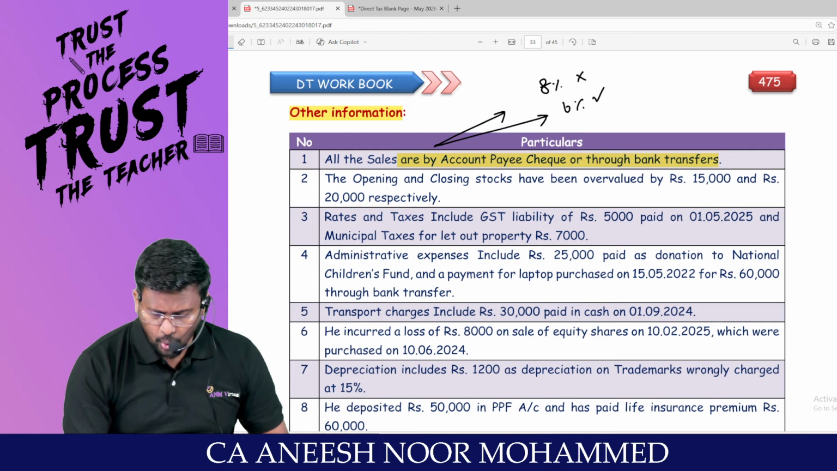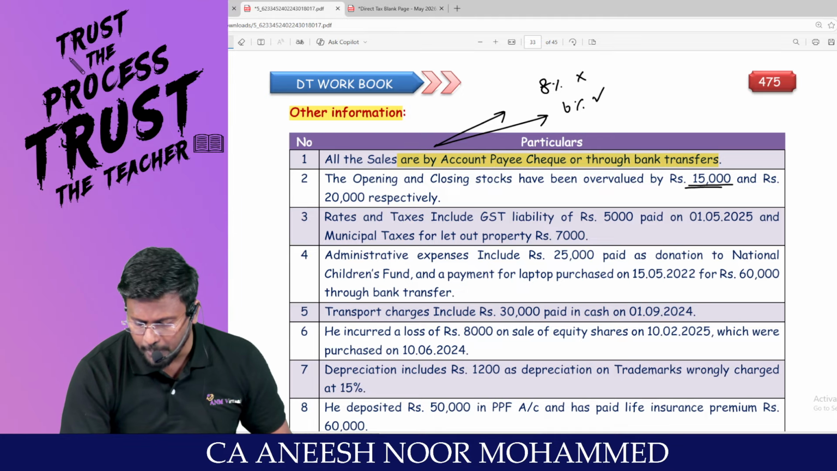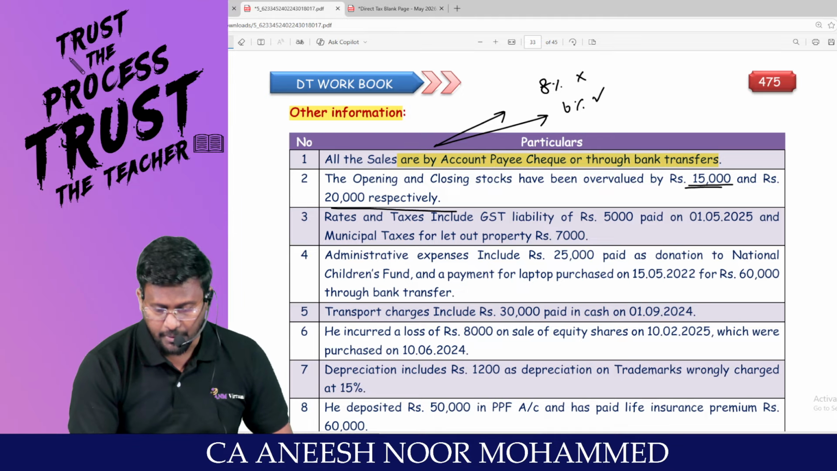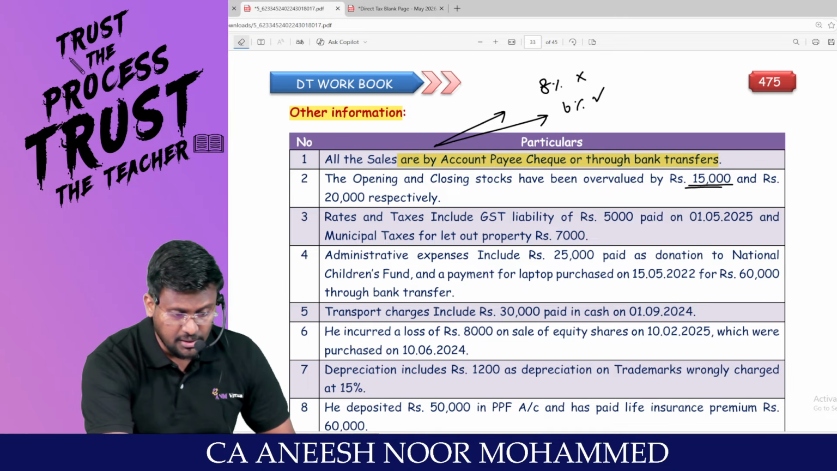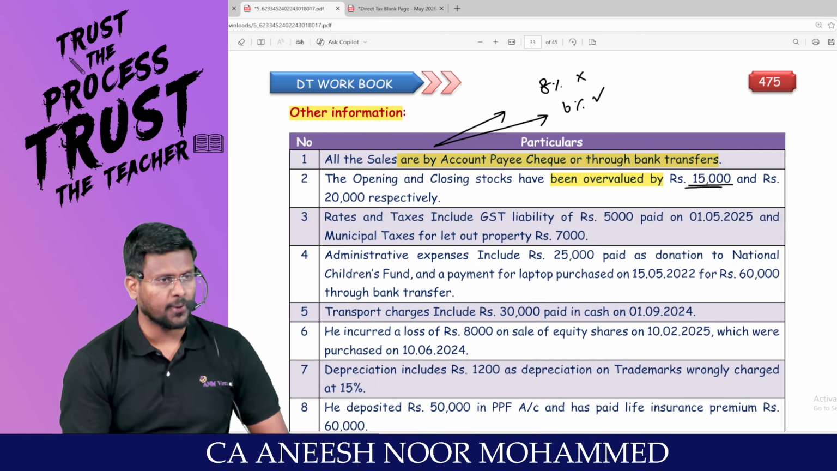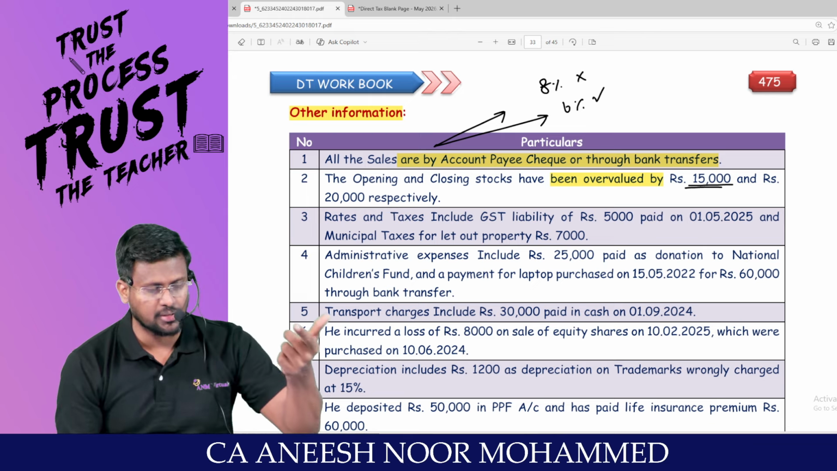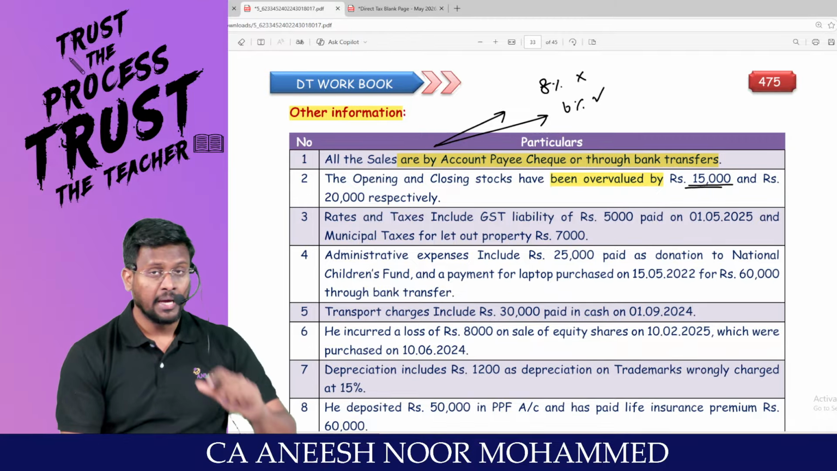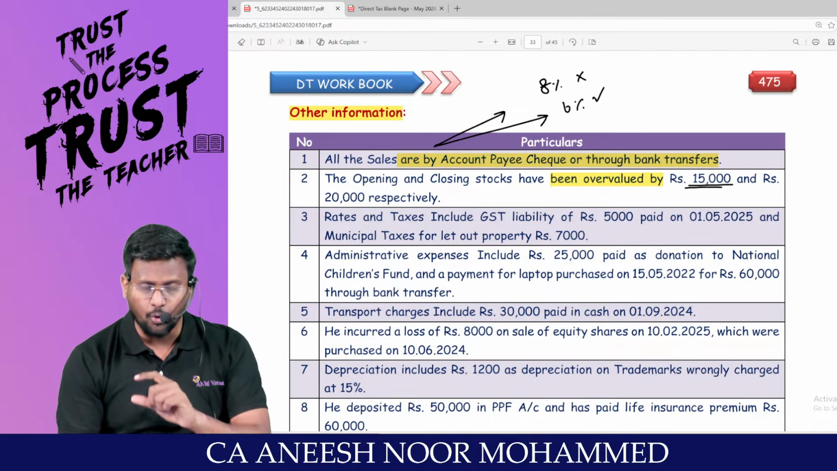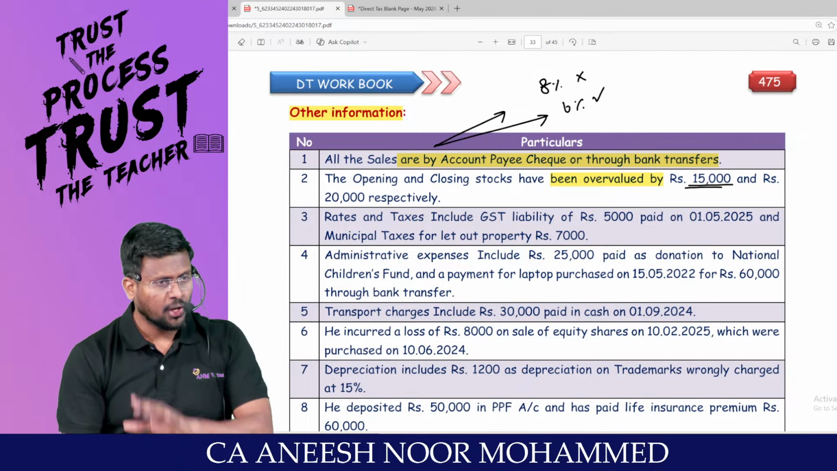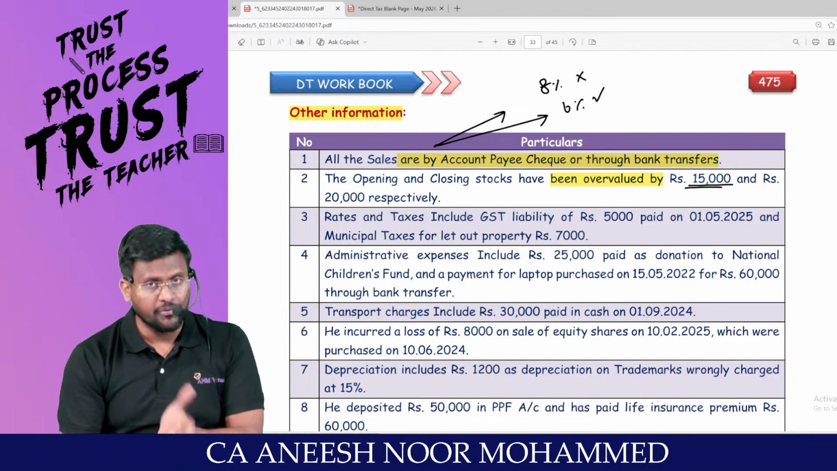The opening and closing stock have been overvalued by 15,000 and 20,000 respectively. It's not undervalued, it is overvalued. So because of overvaluing, closing stock profit would have increased. So reverse treatment we should do. In case of opening stock overvaluation, profit would have reduced. We should add back.